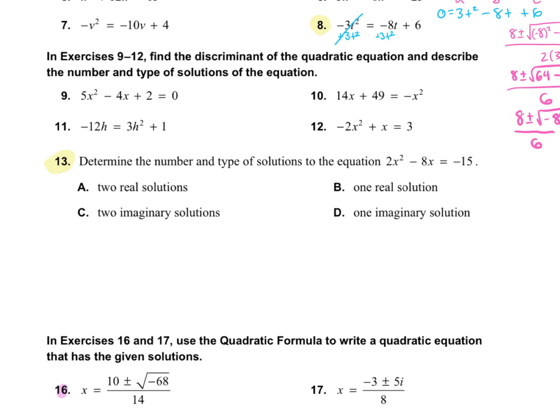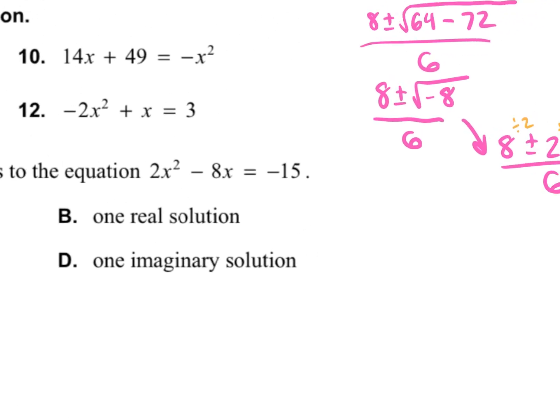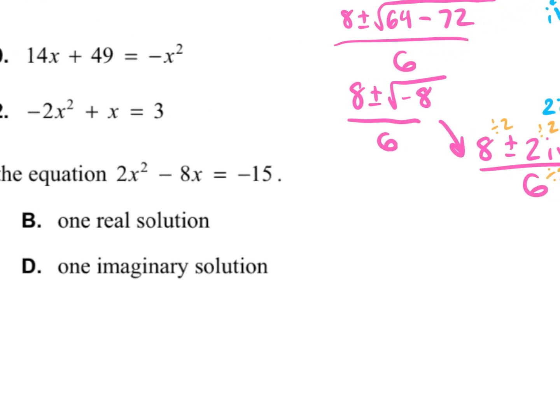Number 13 says determine the number and type of solutions of the equation. So how would I do that? Find the discriminant. What's the formula for the discriminant? b squared minus 4ac. Perfect. b squared minus 4ac. Easiest formula of all time. Even easier than b over 2 squared.